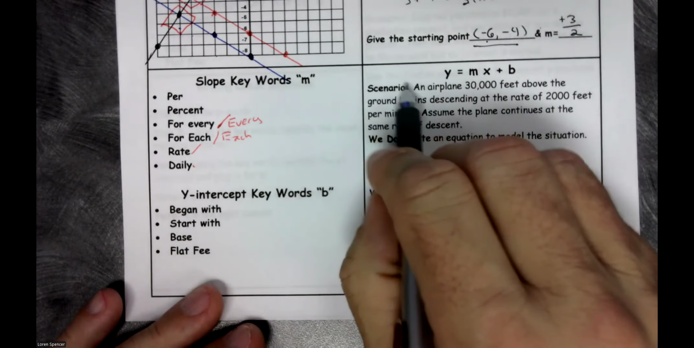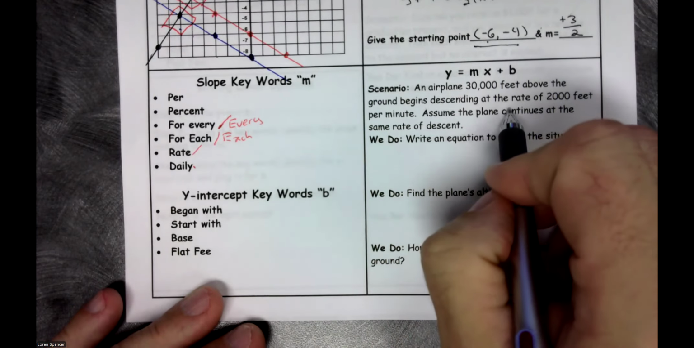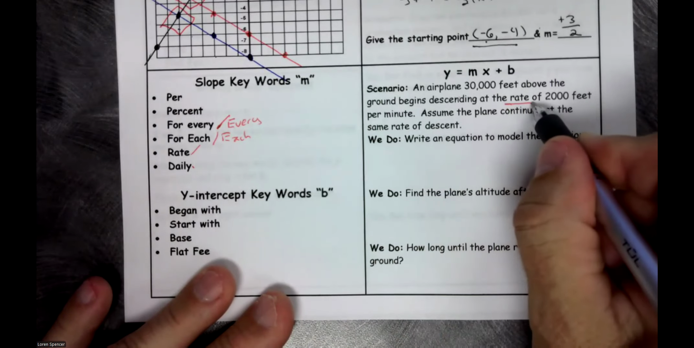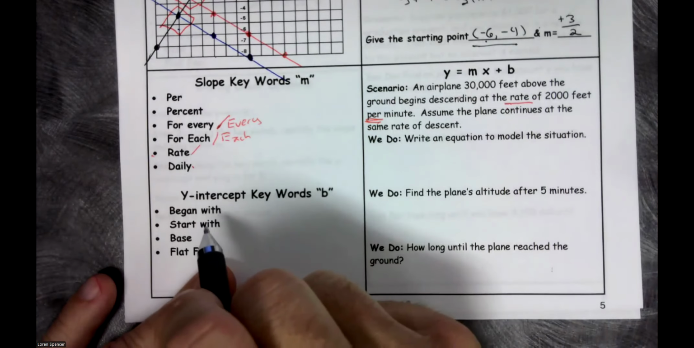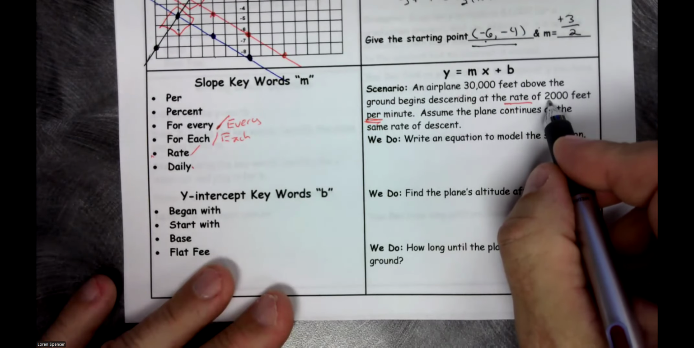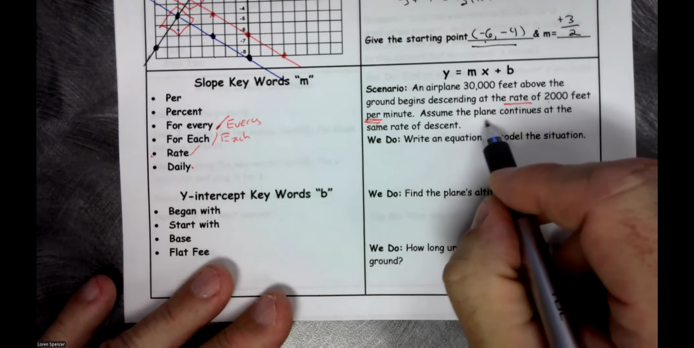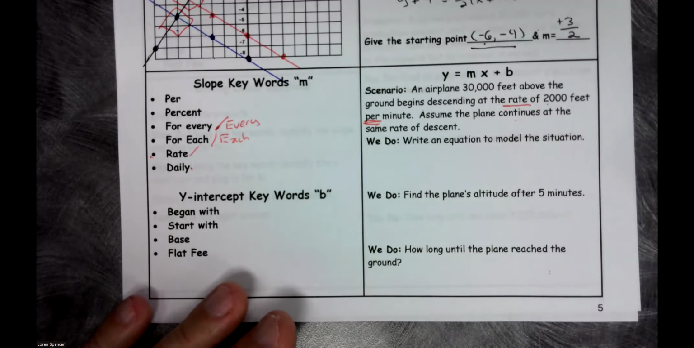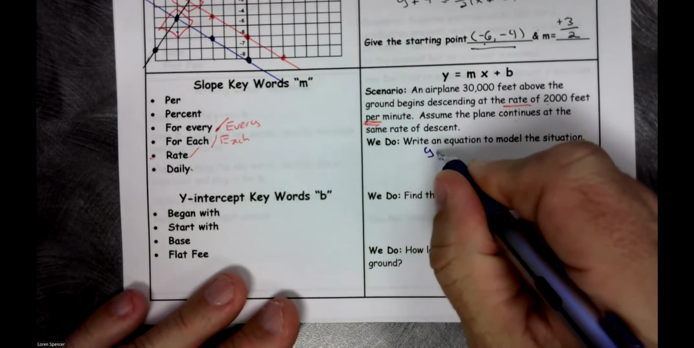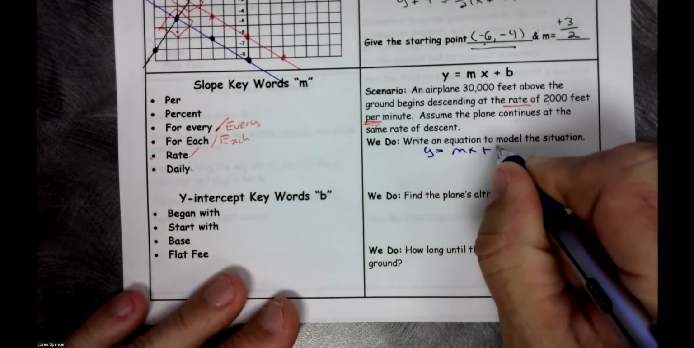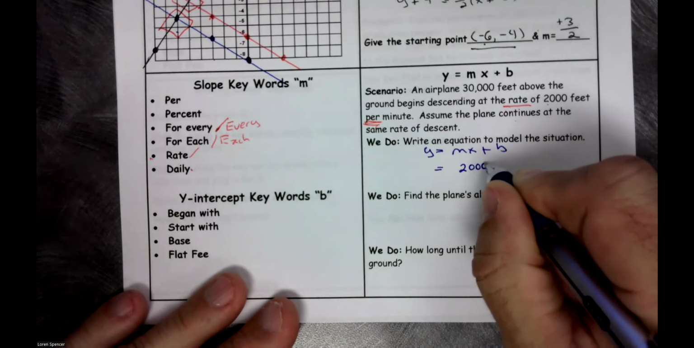Okay. An airplane 30,000 feet above the ground begins descending at a rate of 2,000 feet per minute. So we have the word rate, and 2,000 feet per minute. Both of those are slope words. So we know our slope is 2,000. All right. And assume the plane continues to descend at the same rate. Now, we know that we want this to be in y equals mx plus b format. Well, we know 2,000 is the slope, so we go ahead and put that there.